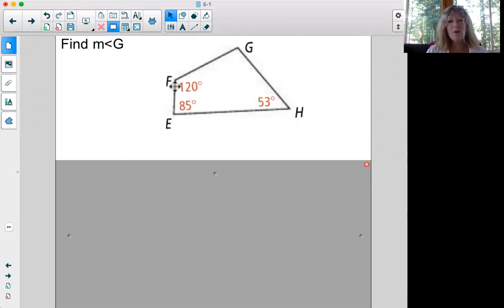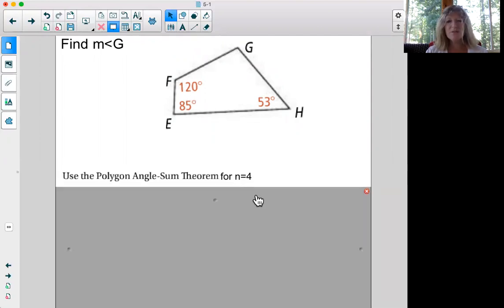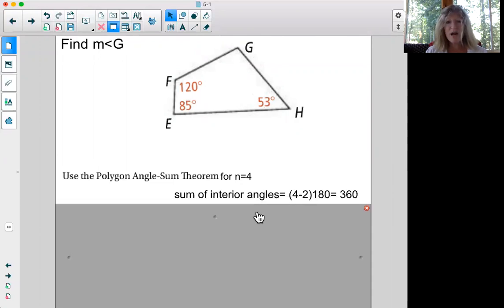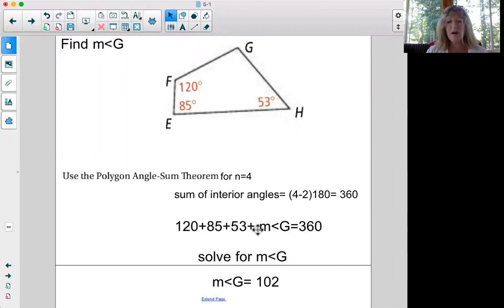N is 4, 1, 2, 3, 4. So the first thing you want to do is use the polygon angle sum theorem using n is 4, and you find out that the sum of interior angles is 360. And then you add up what you've got and you create your equation, because all the angles have to add up to 360, and you can solve for your missing angle.